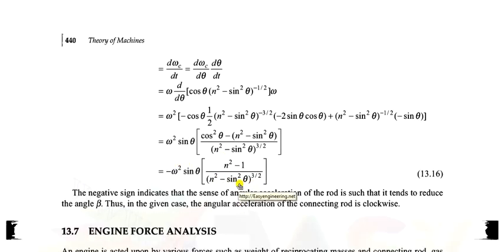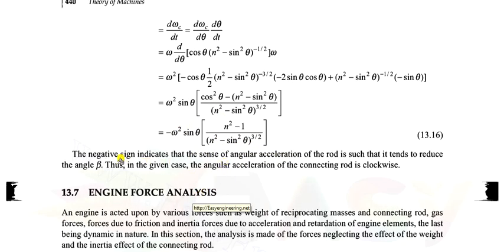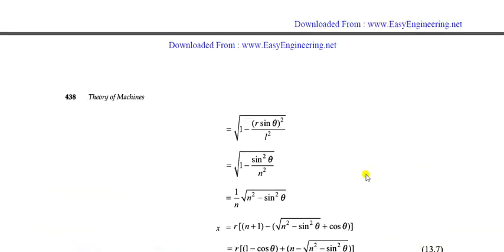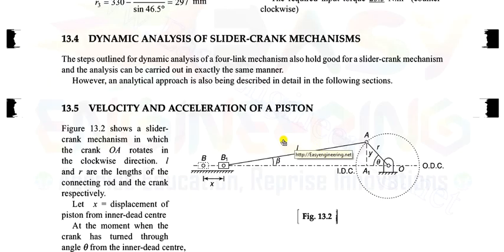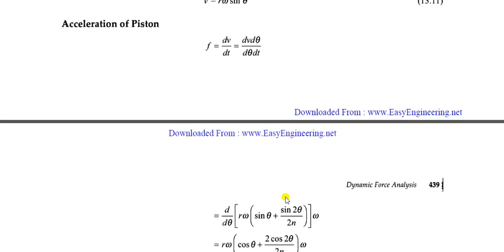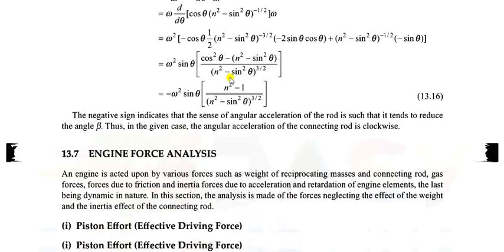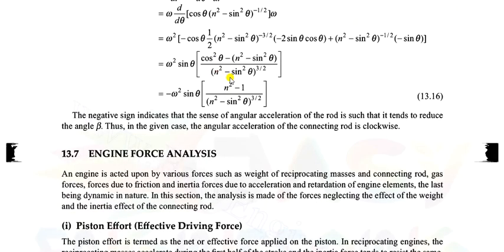The negative sign indicates that the sense of angular acceleration of the connecting rod is such that it tends to reduce the angle beta. Thus, in the given case, the angular acceleration of the connecting rod is clockwise. Okay, so the angular velocity and angular acceleration of the connecting rod are done.